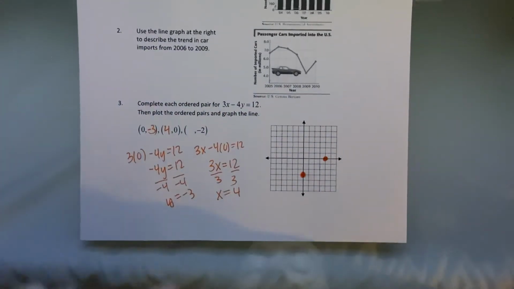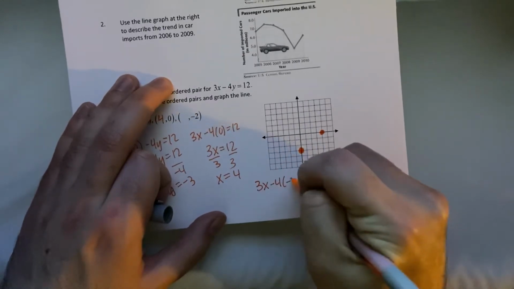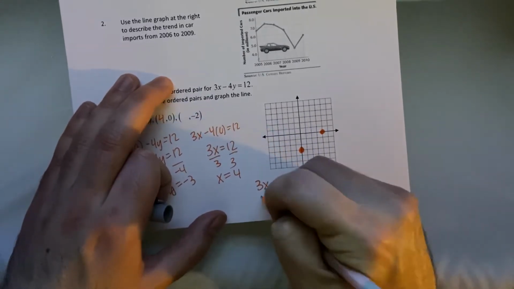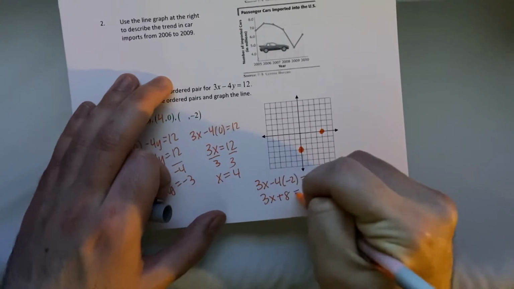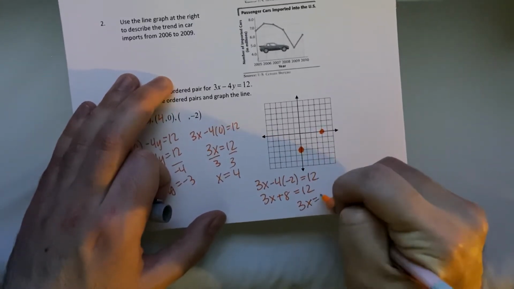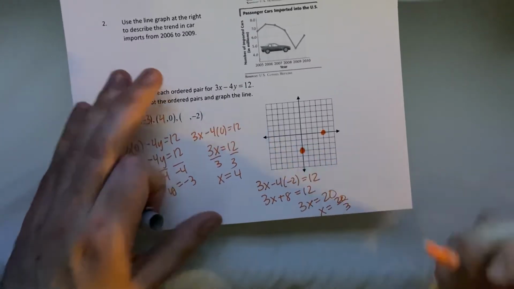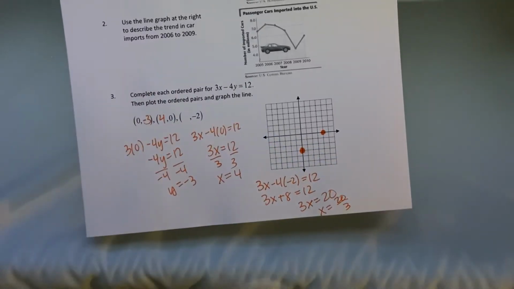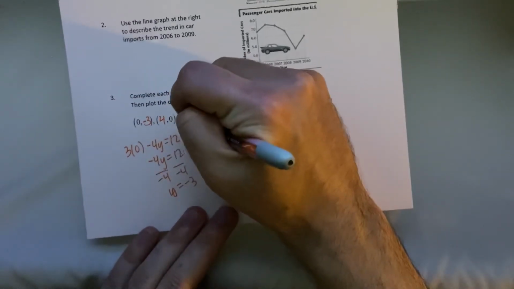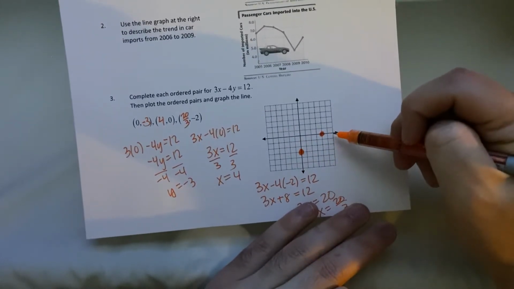The last one it wants is to plot negative 2 for y. So 3x minus 4 times negative 2 equals 12. It's 3x plus 8 equals 12. 3x equals 20. So x is 20 thirds. Okay, so 20 thirds is for x that goes with the negative 2. That's a little more than 6. 1, 2, 3, 4, 5, 6. It's a little bit off there.